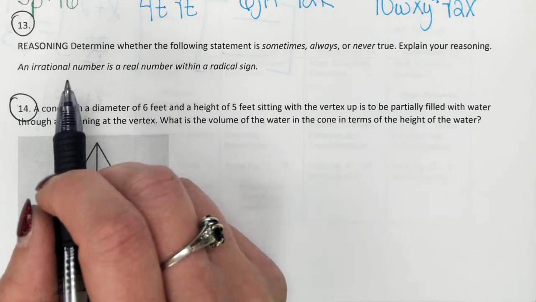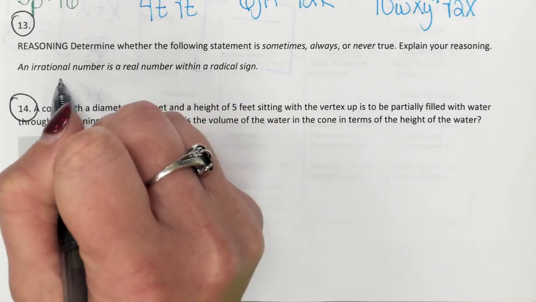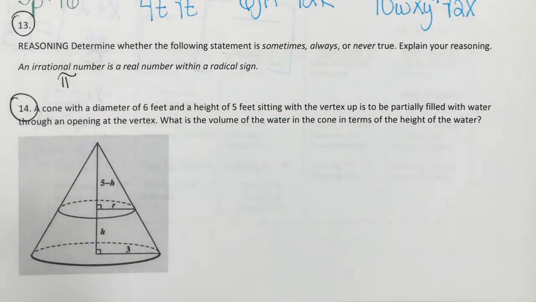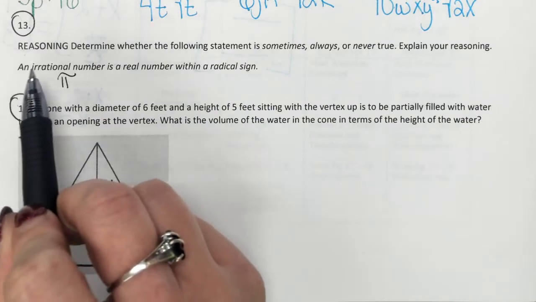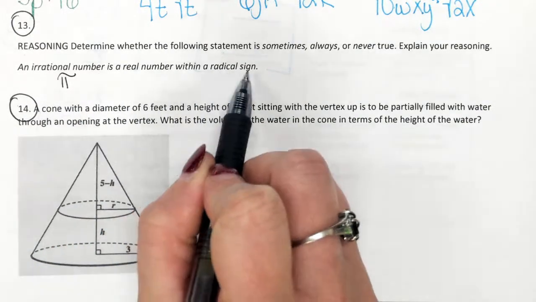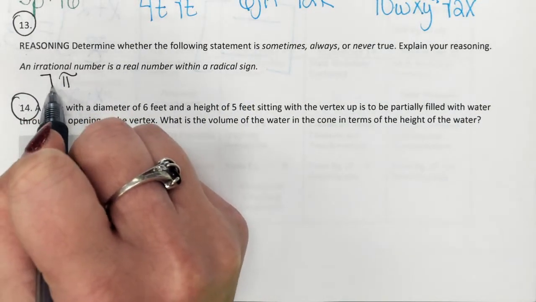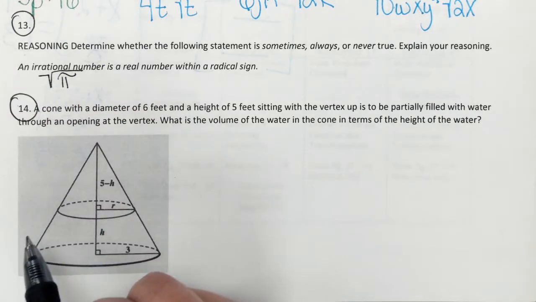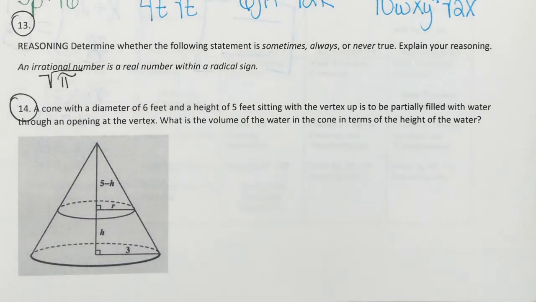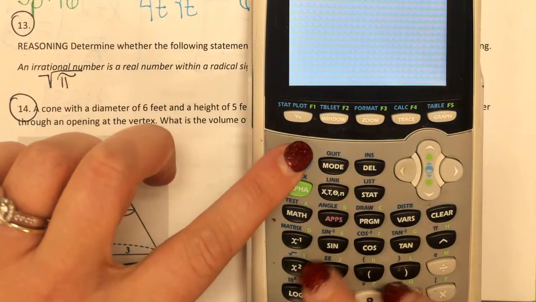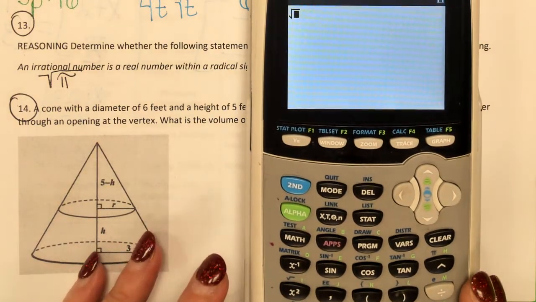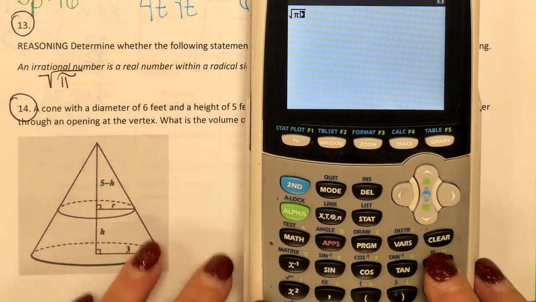That means a decimal. Pi. Oh, pi is a perfect one. Okay, that's an irrational number. So it says a radical sign, and Gabe is telling us that's the square root. That's right. So we have to figure out, is that still a real number? So use your calculator, and you can type in square root of pi.